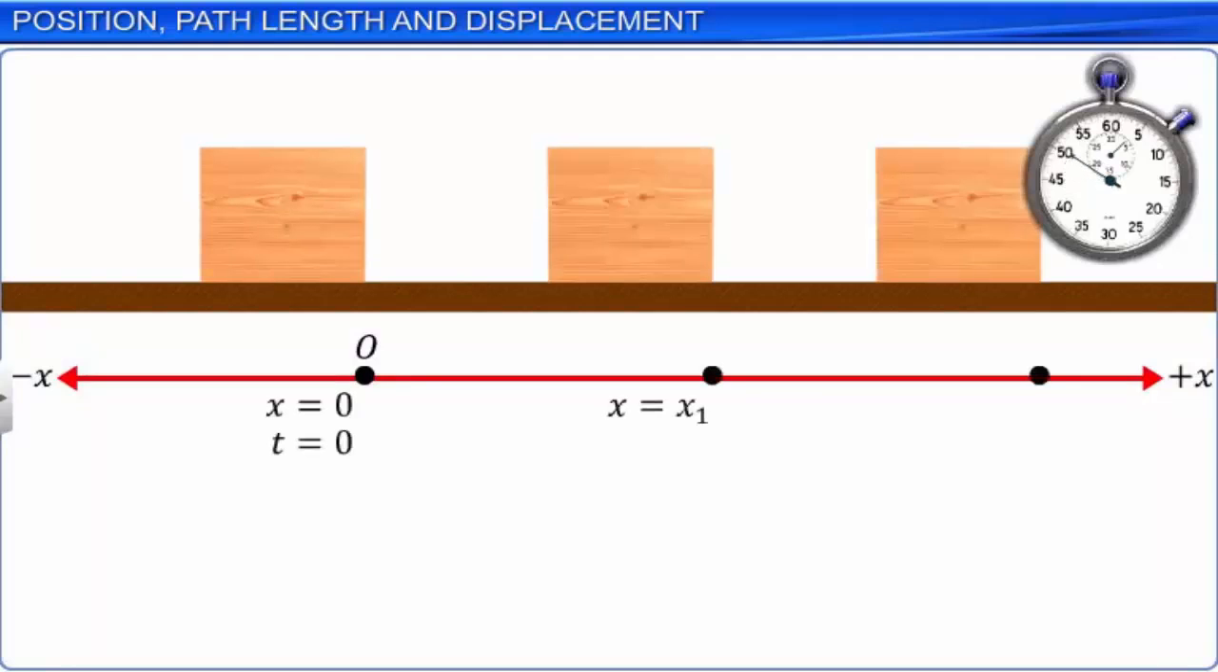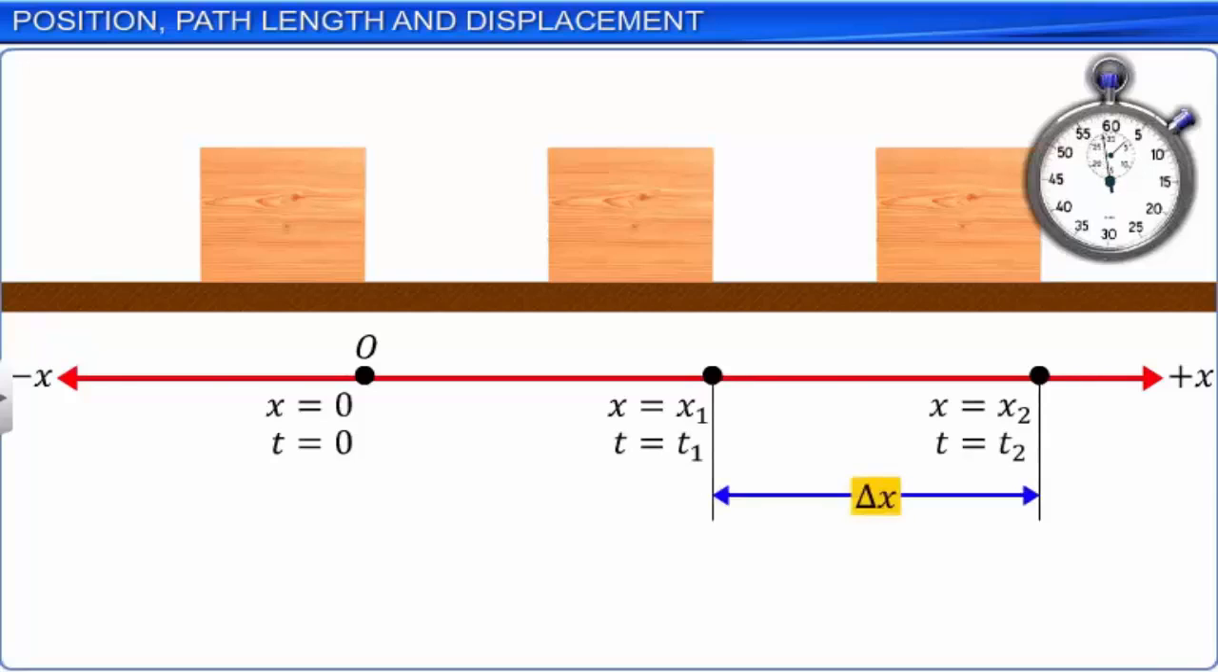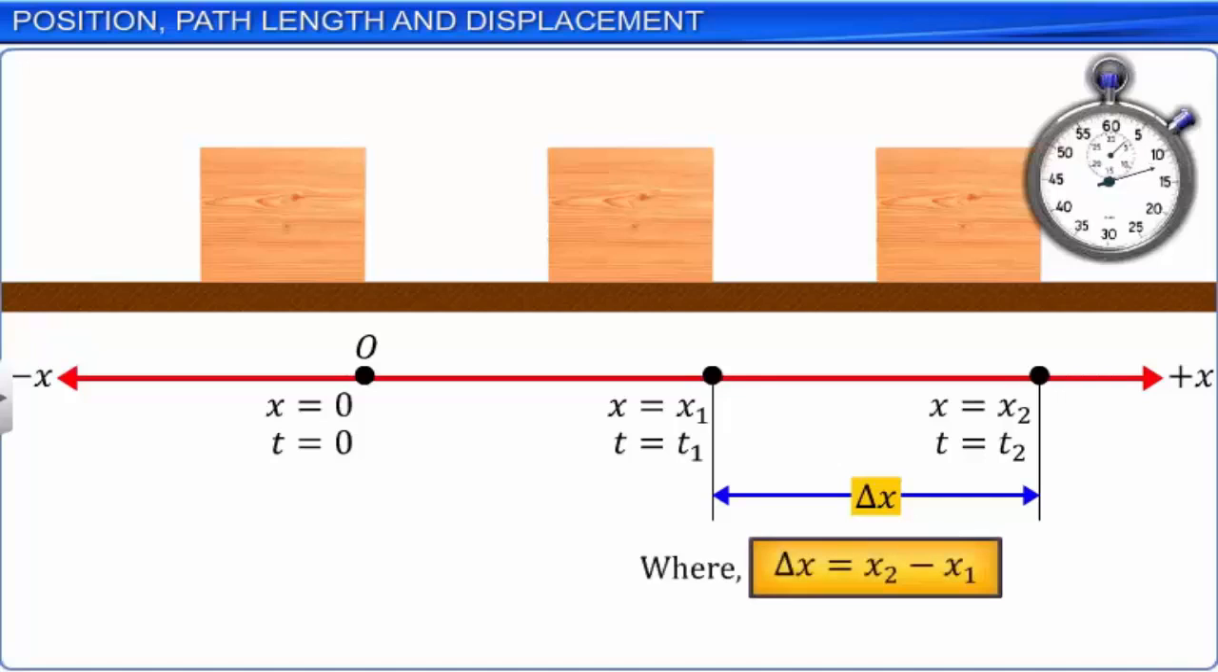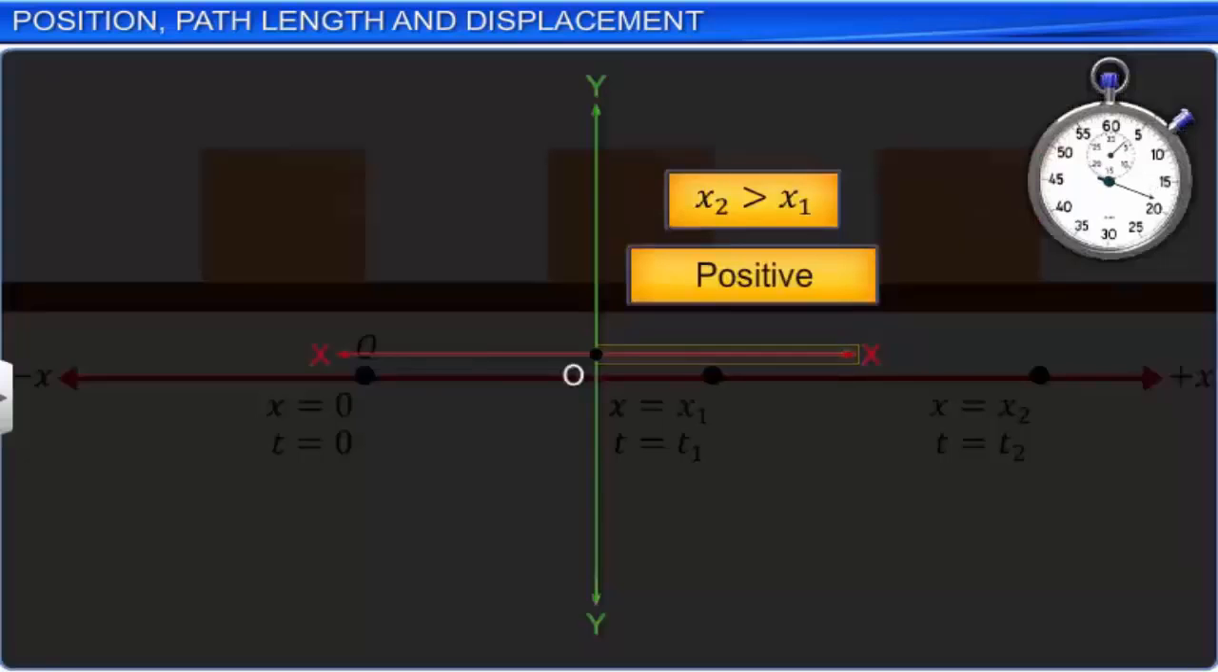Its displacement delta x in time delta t, equal to t2 minus t1, is given by the difference between the final and initial positions. Delta x is equal to x2 minus x1. When x2 is greater than x1, delta x is positive. And when x2 is less than x1, delta x is negative.